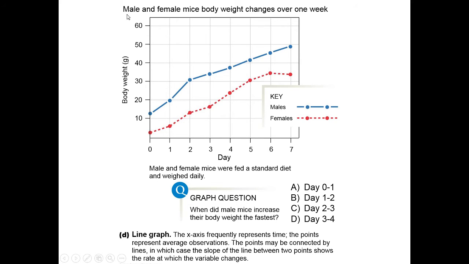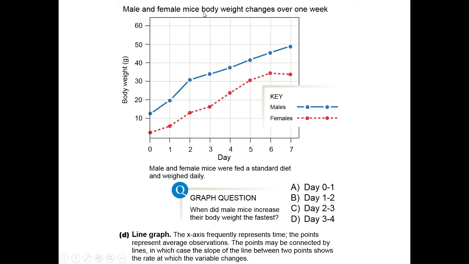In this example, we're looking at male and female mice body weight changes over 1 week. So here, it's a little more complicated. In this example, I'm showing you groups, so we'll need to use a key. Just a note, groups can be used on more than just line graphs. They could be used on bar graphs. They could be used on scatter plots. So I'm just showing you here how to do groups in a line graph.